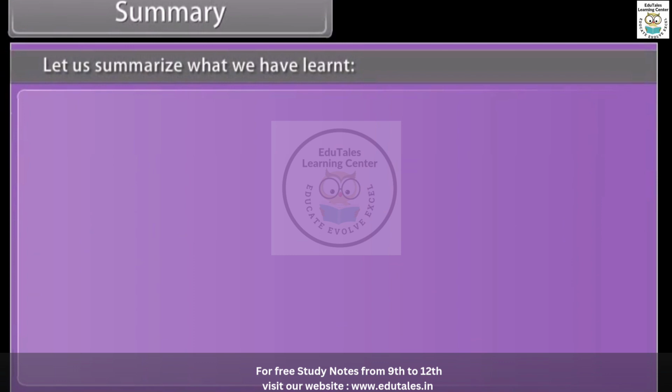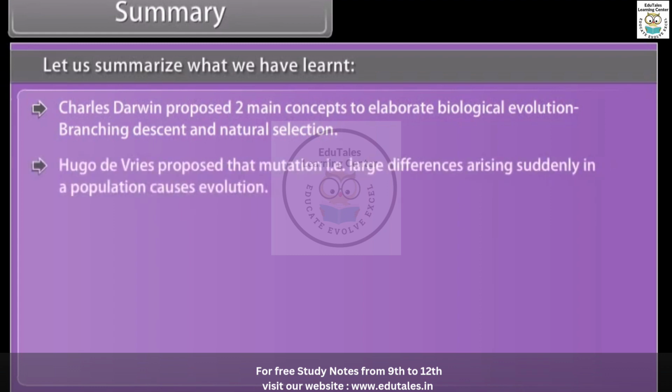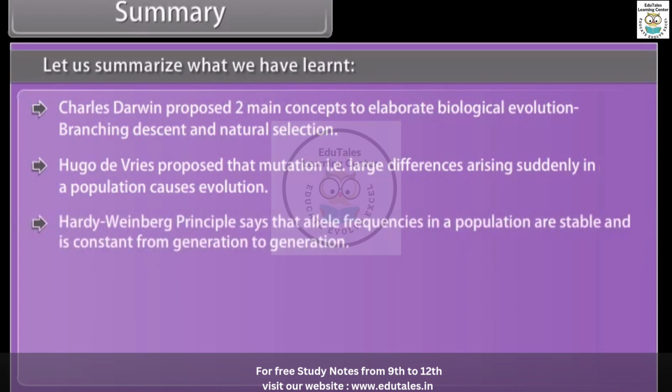Summary. Let us summarize what we have learned. Charles Darwin proposed 2 main concepts of elaborate biological evolution: branching descent and natural selection. Hugo de Vries proposed that mutation, that is, large differences arising suddenly in a population, causes evolution. Hardy-Weinberg principle says that allele frequencies in a population are stable and constant from generation to generation.